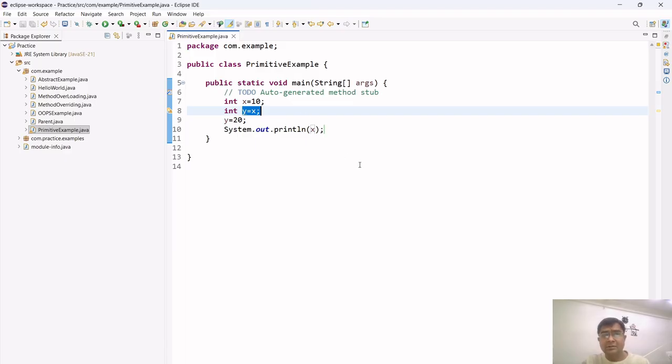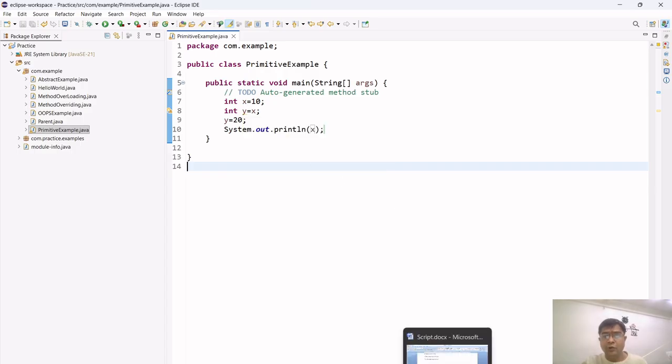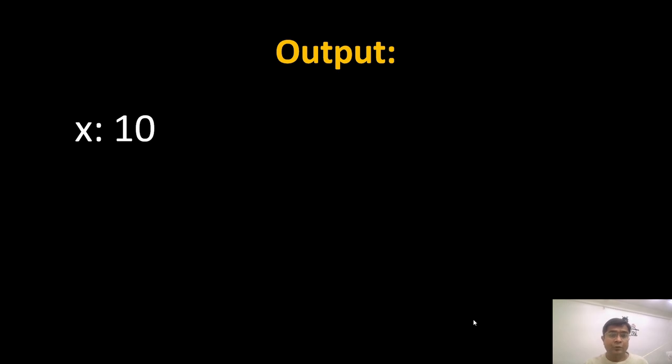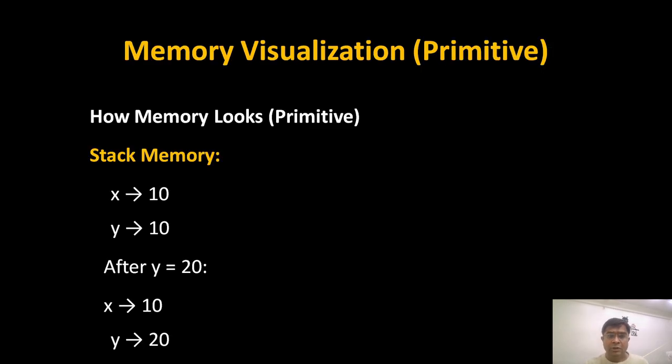So you guessed it right. The output was 10. Now let's move on to the next concept here. This output was 10, right? Now let's visualize this. What happens inside the memory? Inside the stack memory, you can see that x equal to 10 was saved. Then y equal to 10 was saved there.